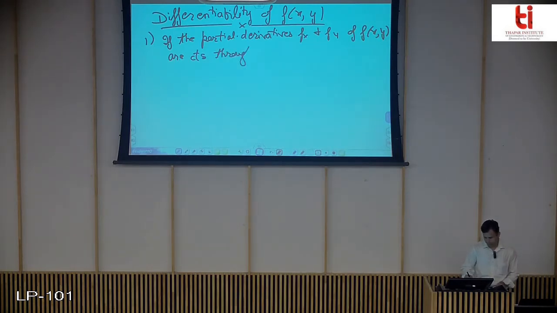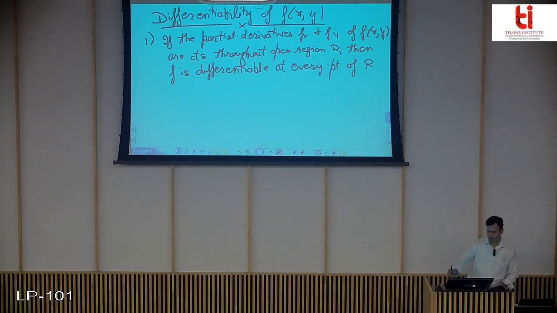throughout an open region R, then f is differentiable at every point of R. So here first point, that if the partial derivatives fx and fy, the partial derivatives with respect to x and y of function f(x,y), if they are continuous, this is very important, if they are continuous throughout an open region, then we say that f is differentiable at every point of region R.